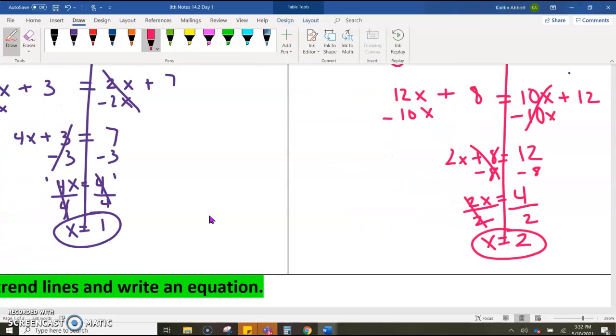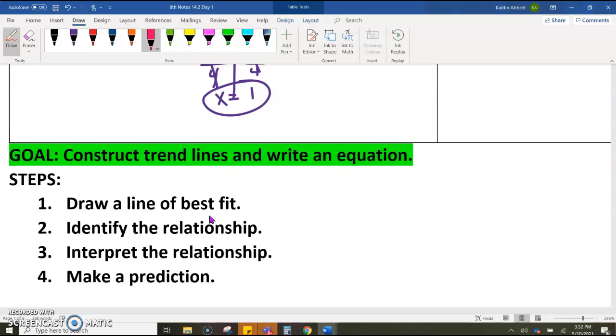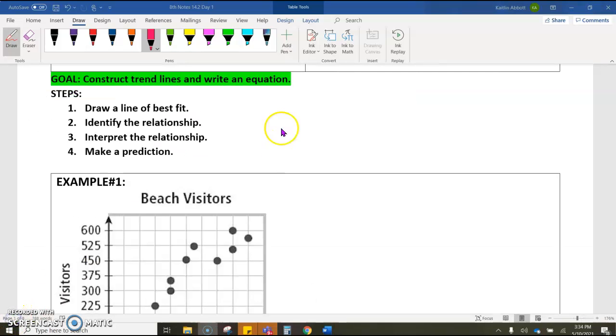Here we go. We are going to work on today's stuff. It's basically very similar to last week. We are going to be constructing trend lines and write an equation. All right, scratch that. We're not going to be doing an equation just yet. That'll be for our next class. We are going to just be drawing a line of best fit.